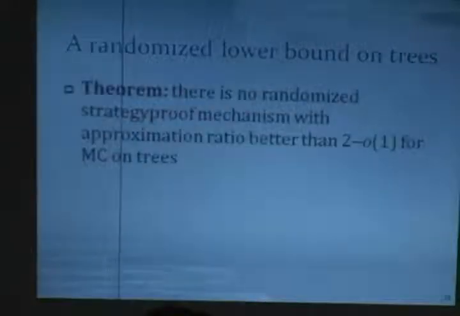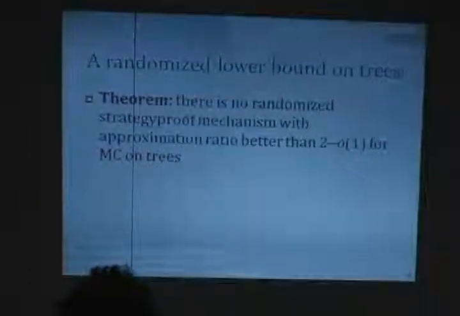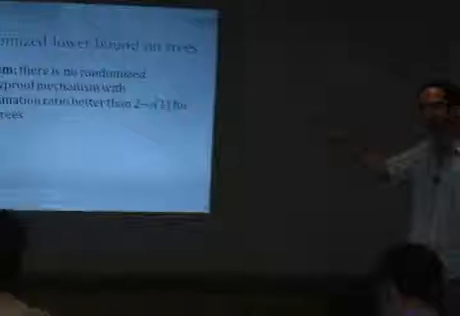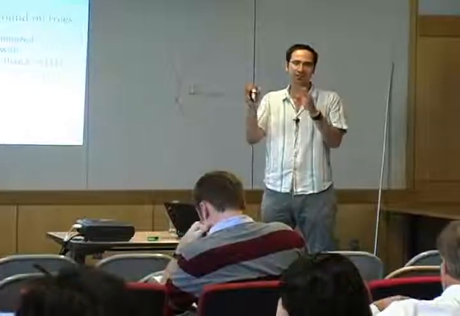And one final result. We talked about circles before we talked about trees. So if we have a tree, randomization can't help us. On a tree, there is no randomized strategy-proof mechanism with an approximation ratio better than essentially 2 for the maximum cost. So if we have a tree, we can't do better than just choosing a dictator.